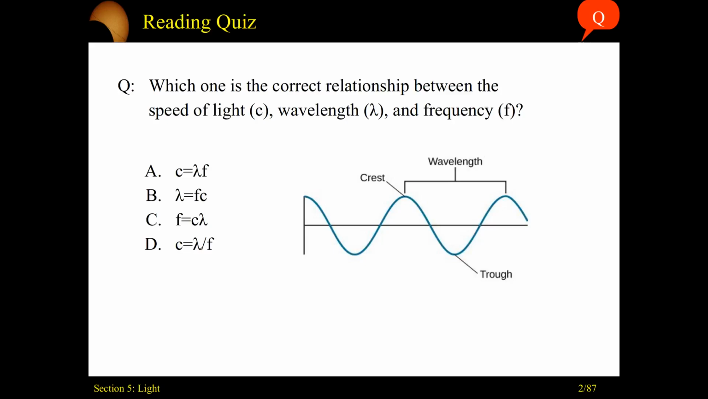As usual, let's start off with a relatively simple question. We're going to ask which one of these expressions is the correct relationship between the speed of light, the wavelength of a wave, and the frequency that it oscillates at. Let's go ahead and pause the video, give yourself a moment to pick out your answer, and then come right back. I will argue that you can get this answer purely from unit analysis.